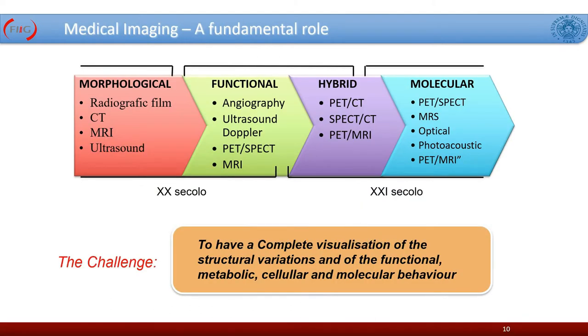So it's completely interconnected. Medical imaging has various facets. One is morphological, and we go with the film, the CT, MRI, ultrasound. Then functional, so you're measuring the function of the body. And there you have angiography, Doppler ultrasound for the heart, PET and SPECT, so the positron emission tomography and the single photon emission computed tomography, MRI. And then it's nice to put the two things together, the morphology, or if you like, the anatomy, with the functional, and you have the hybrid kind of thing.